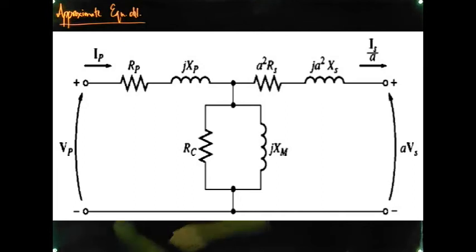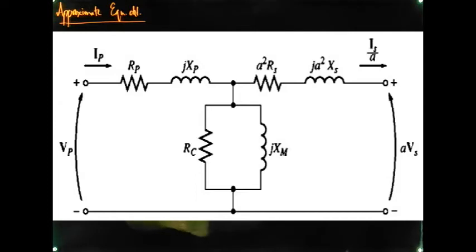In order to derive the approximate equivalent circuit, we have this circuit here first. It represents the same equivalent circuit that we have studied last time. The only difference here is that the secondary side has been referred to the primary side. Or we can also refer the primary side to the secondary side.